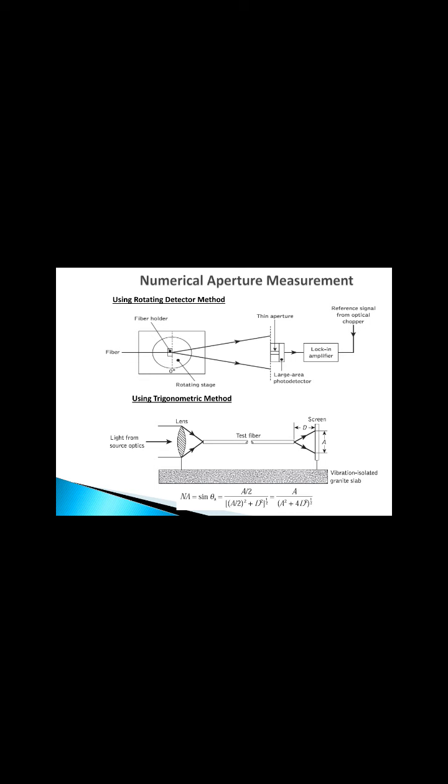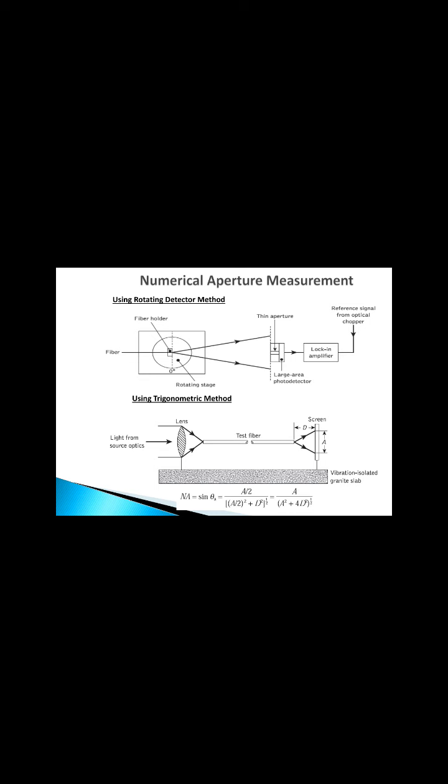So this is the block diagram which shows the table setup for numerical aperture measurement. You can clearly see it, then I'll explain how it works. We have two techniques in numerical aperture measurement. One is the rotating detector method, the second one is the trigonometry method.